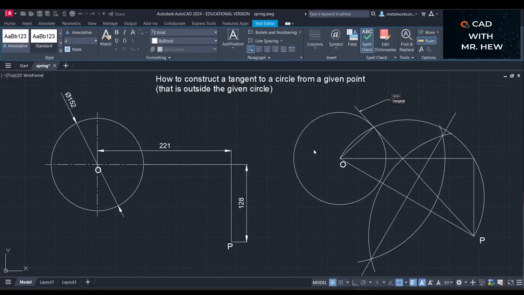So this brings us to the end of today's video. In today's video, we looked at how to construct a tangent to a circle from a given point. We drew the normal and we drew the tangent. The tangent was what was required.